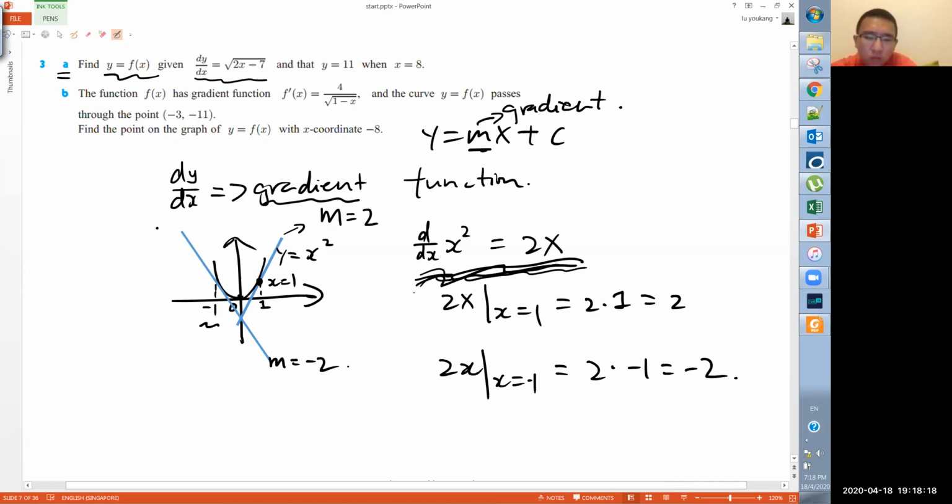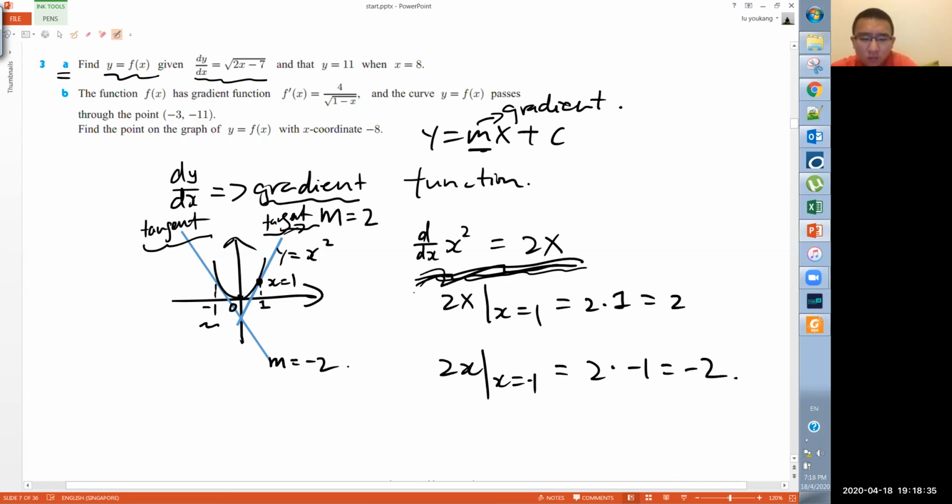By the way, these two lines are also called tangents to the graph. So this is your tangent at x equals 1, and this is your tangent at x equals -1.